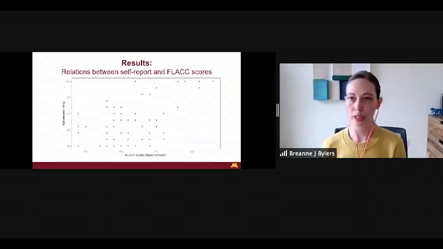This plot shows the correlation between self-report ratings and behavior ratings at the stimulus segment level. So each point represents one stimulus segment from one participant. The correlation here is 0.5, suggesting that these features are moderately correlated.